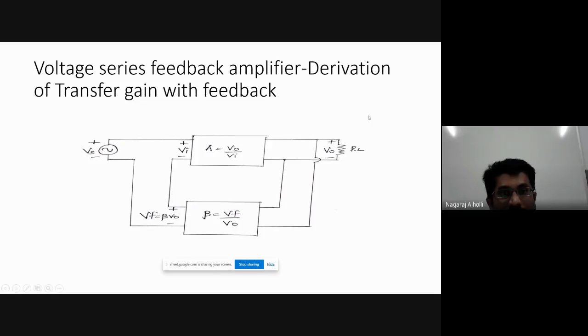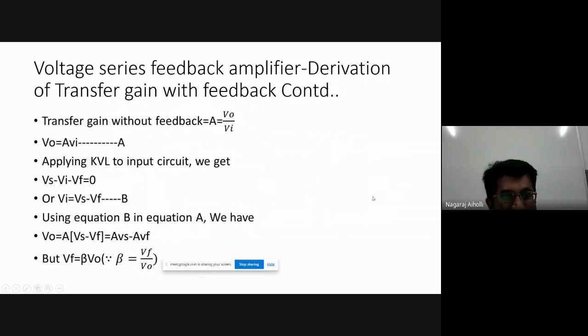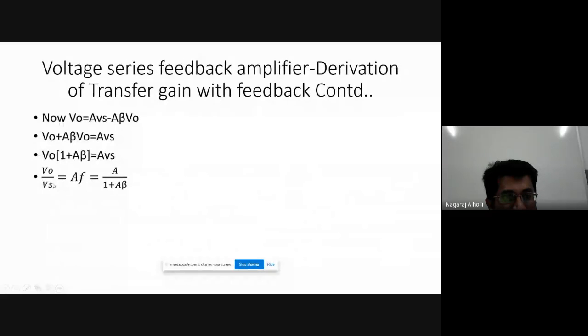Now this is the voltage series feedback amplifier. We derived the gain of this amplifier with feedback. This is a basic circuit. The gain with feedback is AF equal to A divided by 1 plus A beta, that is, the gain of the amplifier without feedback divided by 1 plus A beta.